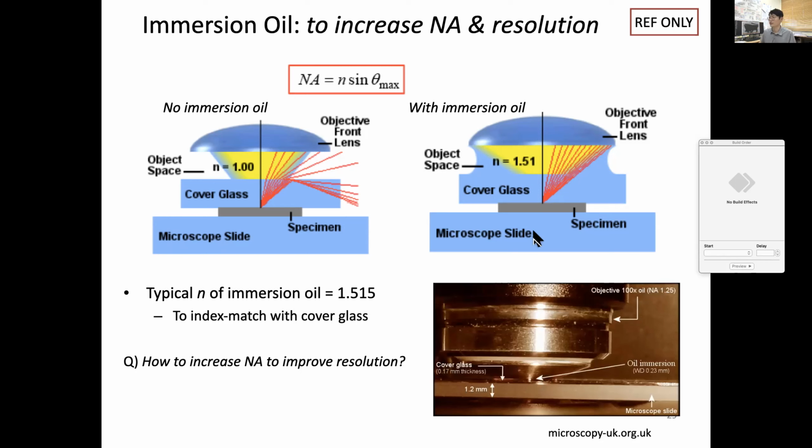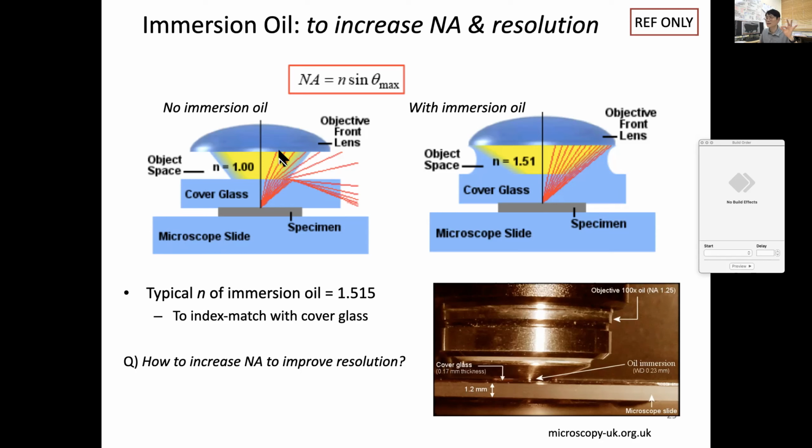I want to just show you, this is a cartoon, so this is reality. This is the objective lens, and this is the microscope slide. I think it's 1.2 millimeter. And in fact, this cover glass is not on scale. It's usually a thickness of 170 micron. So it's like this thick, very, very small.